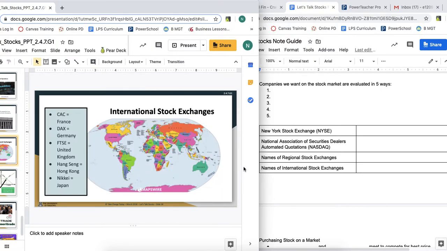And then there are going to be international ones. So the stock market works worldwide, and we have some international ones. For example, the CAC, that's going to be the stock exchange in France. The DAX is the stock exchange in Germany, and so on down the list.